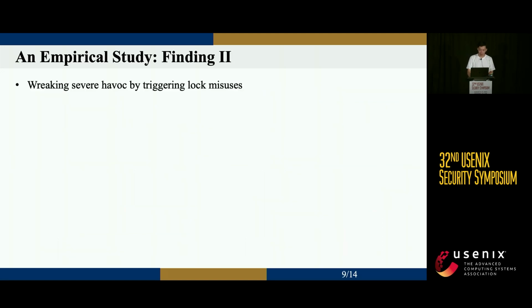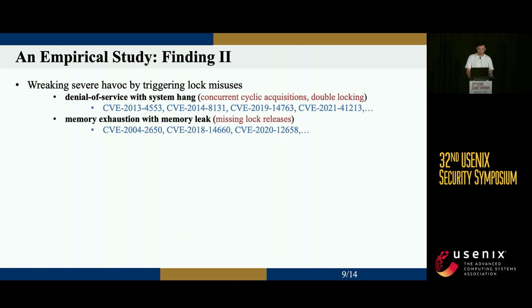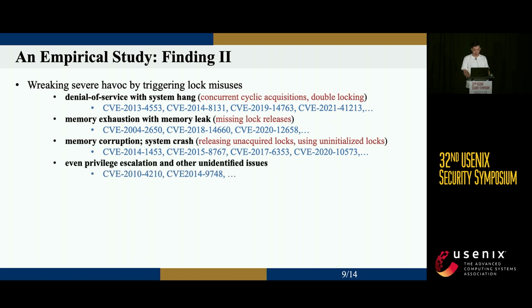Our second finding is that lock misuse can wreak severe havoc. Specifically, concurrent cyclic lock acquisition and double locking can bring the system to hang, thereby triggering denial of service. Missing lock release, as a special kind of leak, can cause memory exhaustion. And releasing unacquired locks and using uninitialized locks can cause memory corruption and system crash.